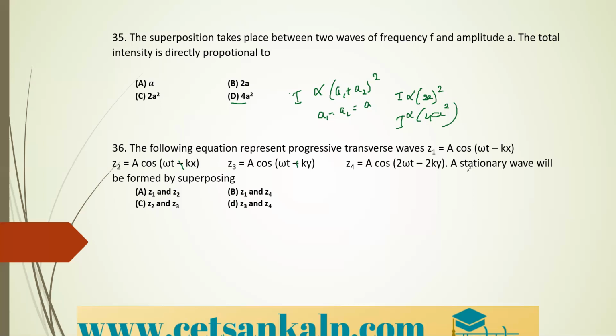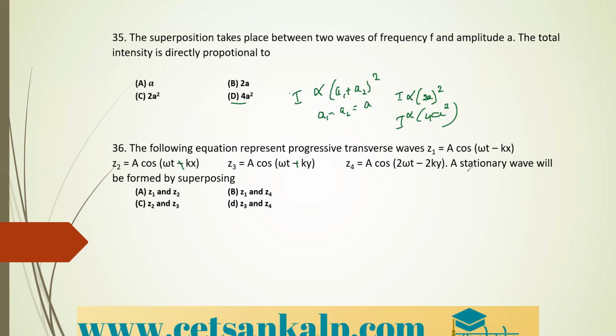See here what happens. The direction of the waves must be opposite and the frequency must be the same. Then the superposition and standing wave formation takes place. So when two waves of the same frequency but in opposite directions are there, they will produce a superposition. The options are given like Z1 and Z2. You can see Z1 and Z2 are of the same frequency but opposite direction, because plus and minus is there. Z1 and Z4 is not possible.